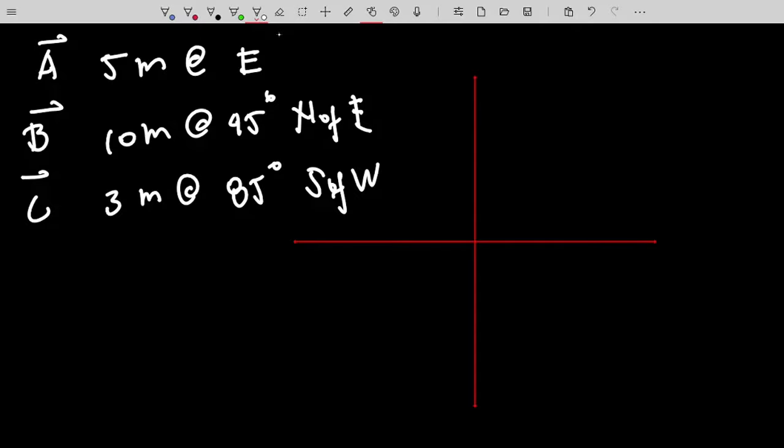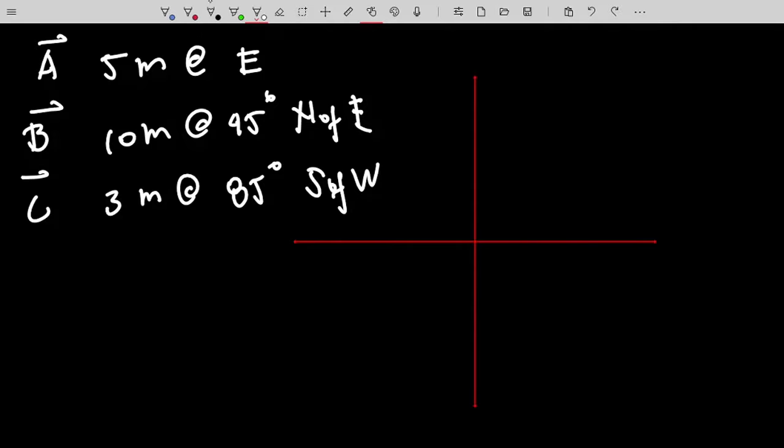Now doing the first vector, of course we already have the numerical values and also the direction. I want you to know that when you graph this, you should use a ruler, and when you use a ruler, you should use a scale. For example, 1 centimeter is equal to 1 meter, or 2 centimeters is equal to 1 meter. But let's just pretend I have a ruler here. Now let's try to draw the first vector.